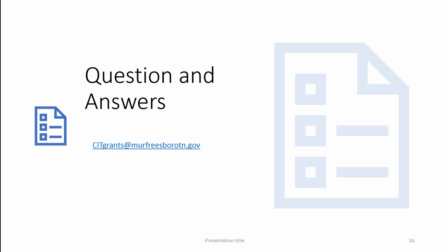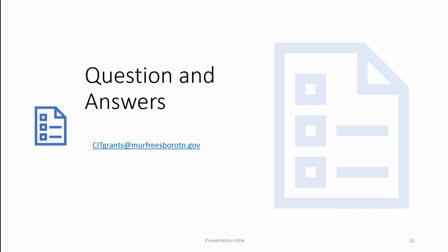If you start the process or if you have a question that comes up after this training, please feel free to use the CIT grants at murfreesborotn.gov email address to submit any questions that you might have in the meantime. If you have a question now, you can throw it up in the chat. If you want to unmute yourself and do that, you can as well. Angela is online with me today too, so she's fielding questions too.